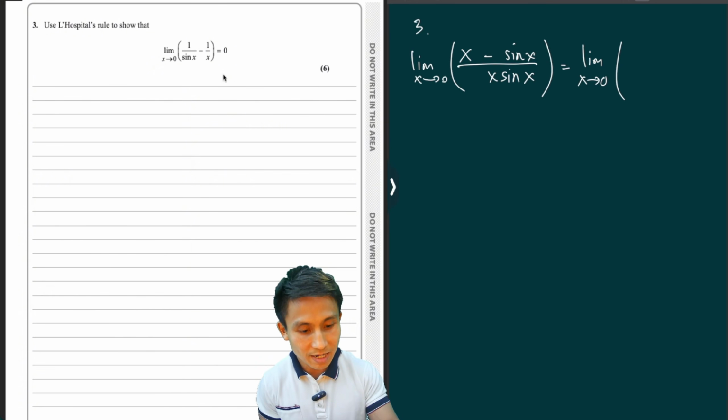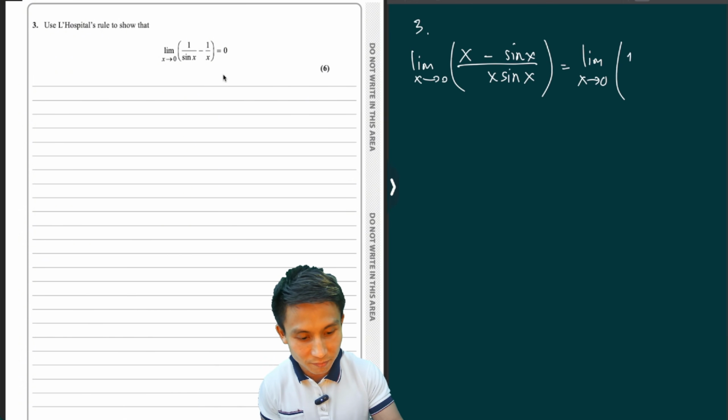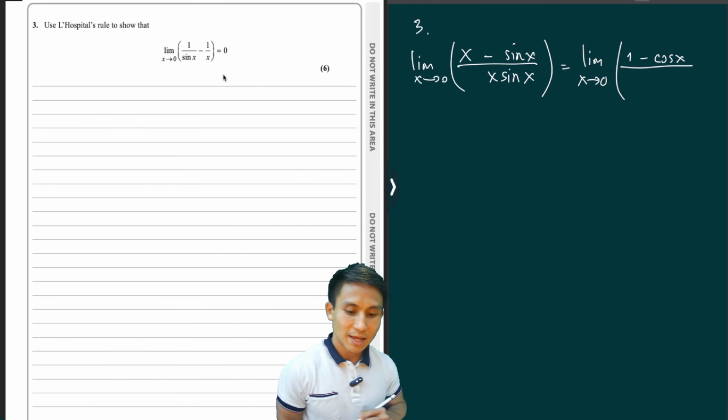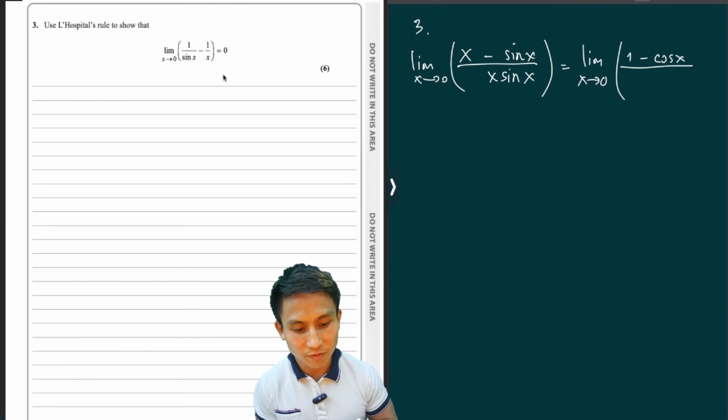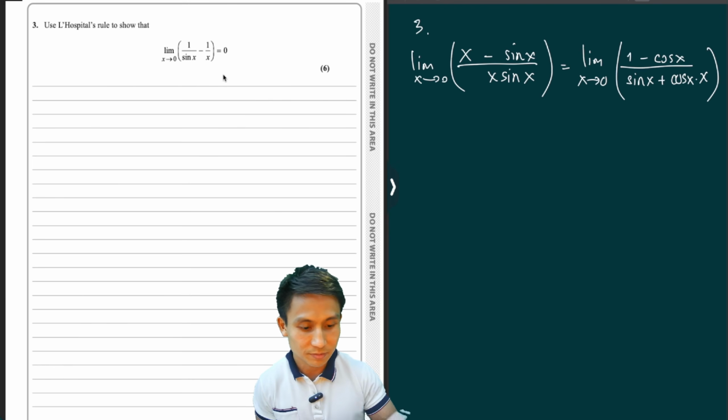So we differentiate the top part and the bottom part separately. So the top part we have 1 minus cos x, differentiating sine x we get cos x. And we're going to use the product rule for the denominator. So differentiate x and keep the sine x the same, plus differentiate sine x, we get cos x, keep x the same. Yeah, so that.